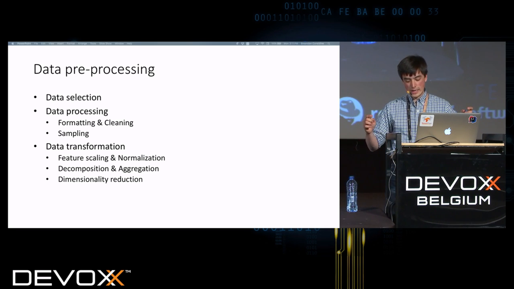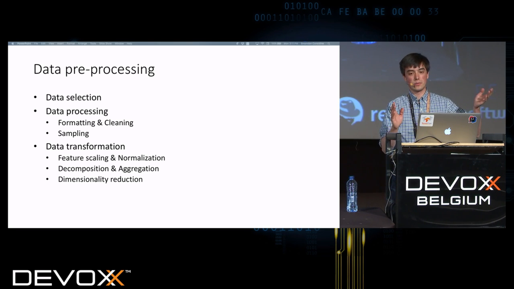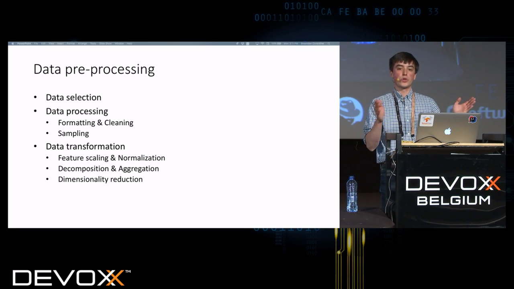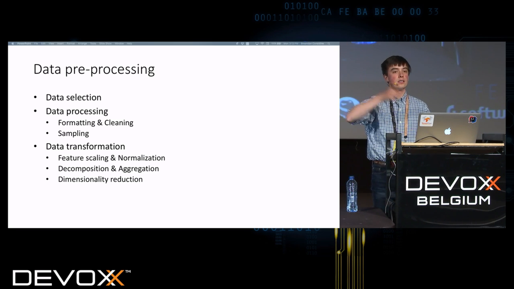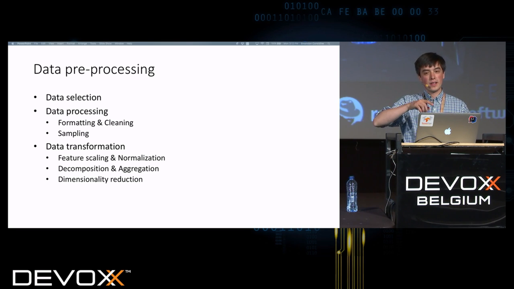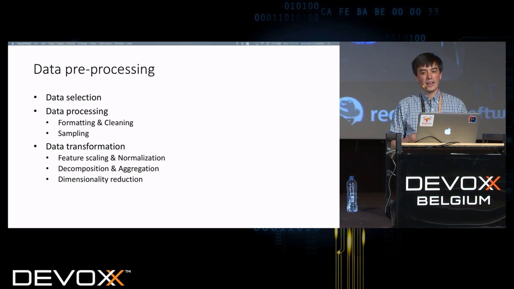So if you have one parameter that ranges from 0 to a million, and another one that ranges from, say, 0 to 1, then you're doing gradient descent and backpropagation on a very narrow and long set of data. And so it can have effects on how quickly you learn. And so you want things to be normalized, which is the goal of transformation. And then you can select certain features, aggregate them, and do dimensionality reduction.